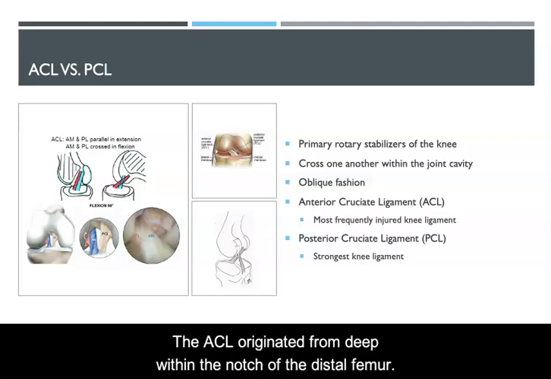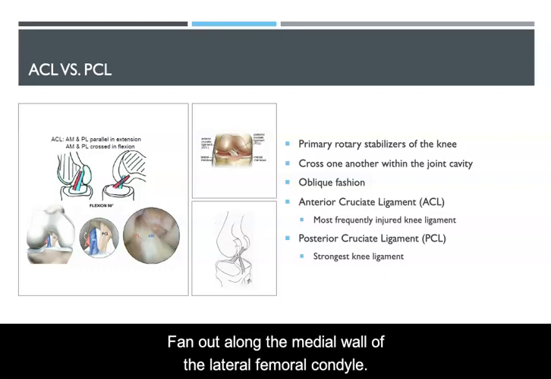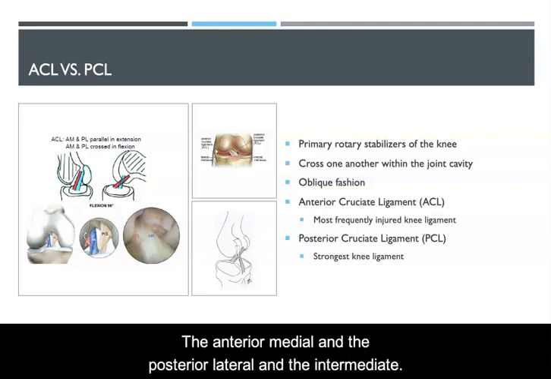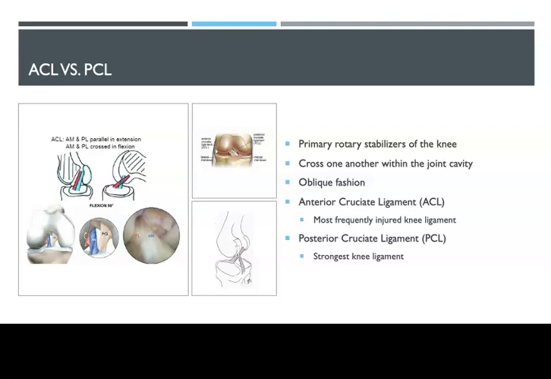The ACL originates from deep within the notch of the distal femur. Its proximal fibers fan out along the medial wall of the lateral femoral condyle. There are three bundles of the ACL, the anteromedial, the posterolateral, and the intermediate, named according to where the bundles insert into the tibial plateau. The ACL provides 85% of the restraining force to anterior tibial displacement at 30 degrees and 90 degrees of knee flexion.